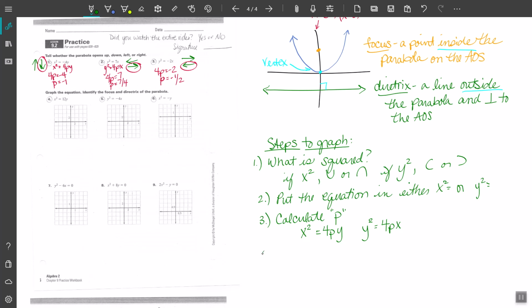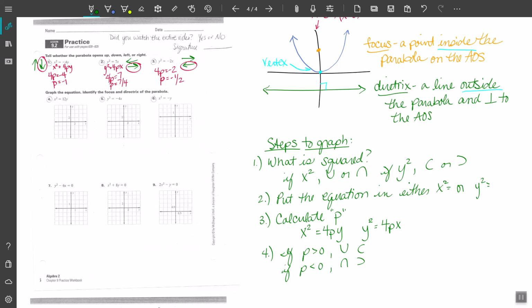All right, so let me write that down in a step. After you've calculated the variable p, if it is greater than 0, then it's either going to open up or to the right. That depends on whether you had an x squared or a y squared, which you determined in step 3. If p is less than 0, then it's either going to open down or to the left.